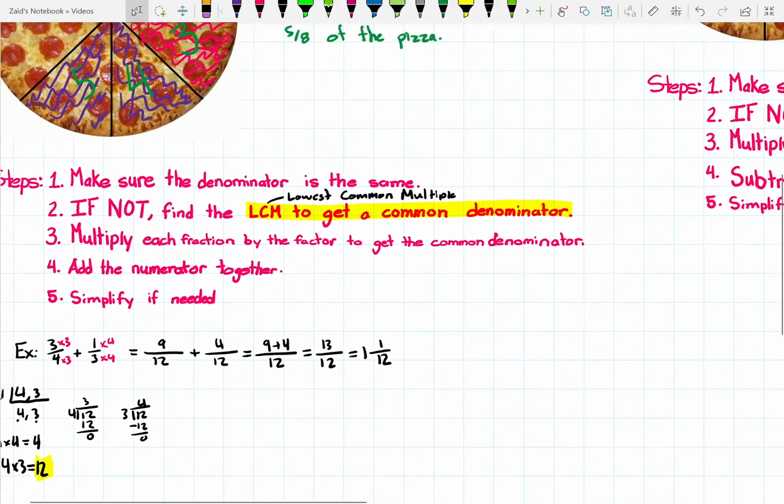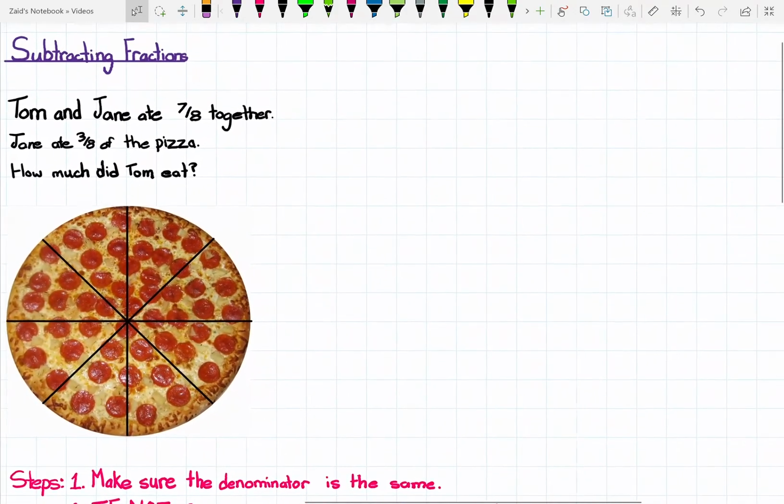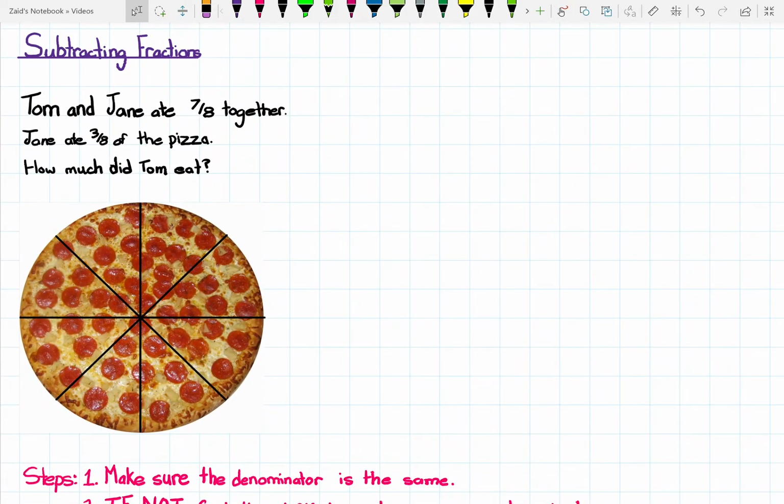Now with subtracting fractions, it's kind of the same thing. So in this example, we have Tom and Jane ate 7/8 of the pizza. Jane ate 3/8 of that pizza. How much did Tom eat? So in this case, we know that both of them ate 7/8 together, and Jane ate only 3/8 of the pizza. So first, if I show how much they ate together, that means I have to shade in 7 of these 8 slices.